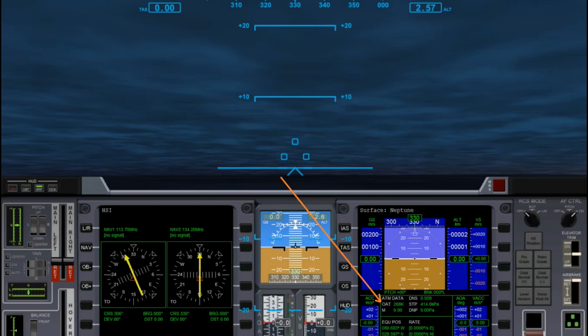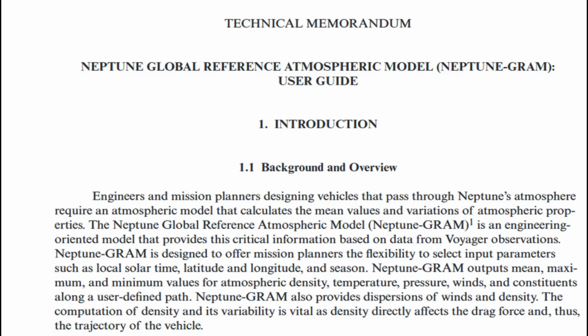So I set out to make a mod to simulate Neptune as it really is. To do this, I made a request on the NASA Technology Transfer Program website to access a model called the Neptune GRAM, which stands for Global Reference Atmospheric Model. Neptune GRAM is a program that returns mean and statistical atmospheric conditions to provide engineers and mission designers with an engineering-oriented model that can be used to construct hypothetical missions. Basically, in English, it's a Neptune atmospheric simulator.